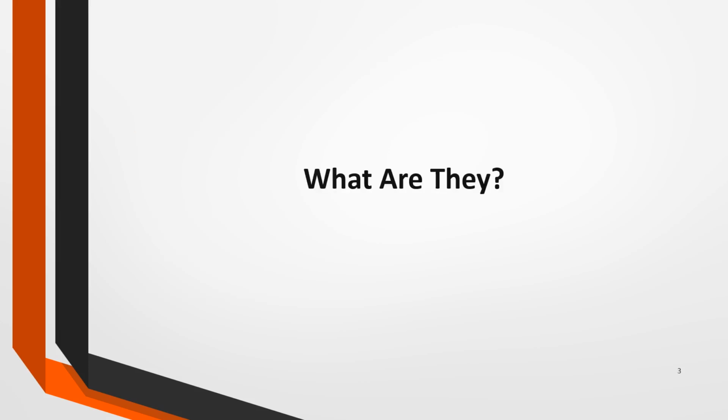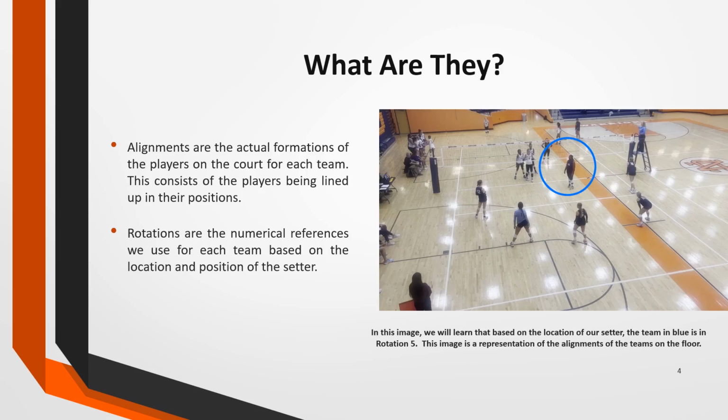What are they? Alignments are the actual formations of the players on the court for each team. This consists of the players being lined up in their positions. Rotations are the numerical references we use for each team based on the location and position of the setter, as we have circled here. So rotations will be numbers 1 through 6, and we'll dive into that shortly.